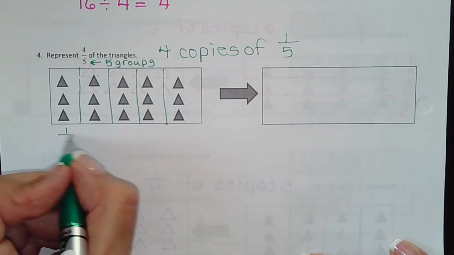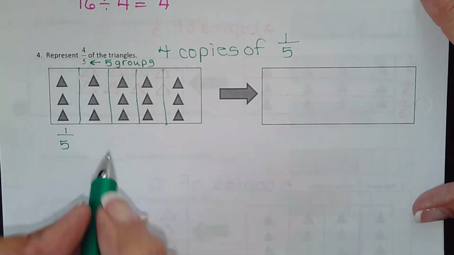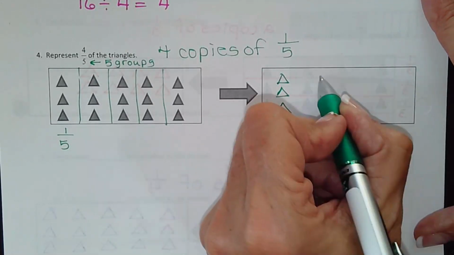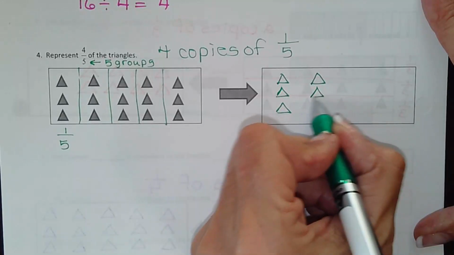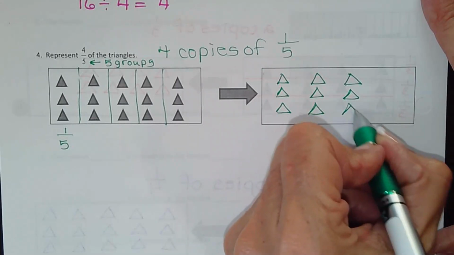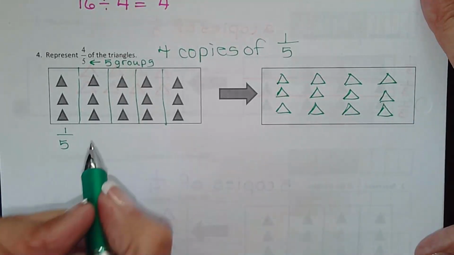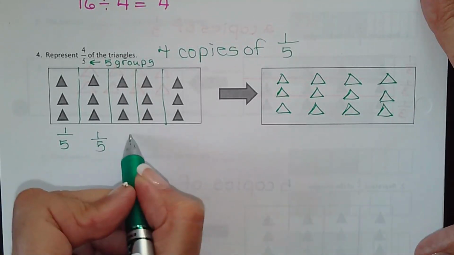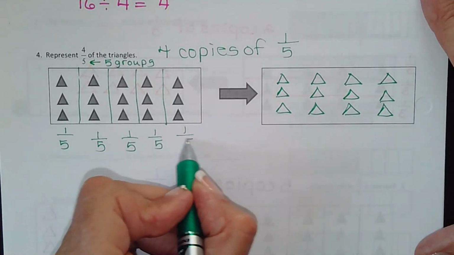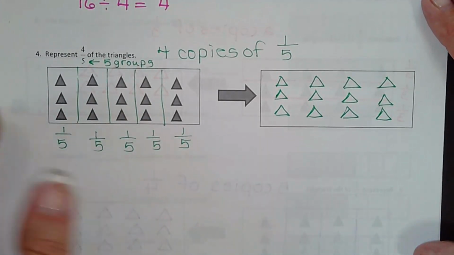So each of these is a 5th. And I need 4 copies of 1/5. So there's 1 copy of 1/5. There's 2 copies of 1/5. 3 copies of 1/5. And 4 copies of 1/5. Because 1/5 is equal to 3 triangles. Awesome! Fun stuff, huh?